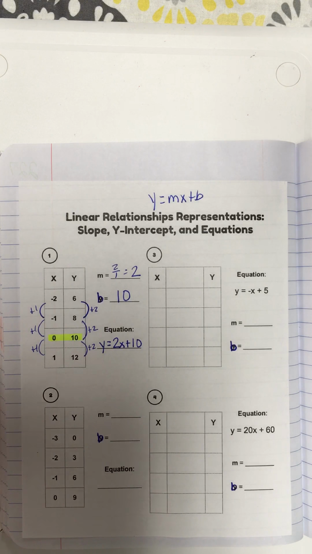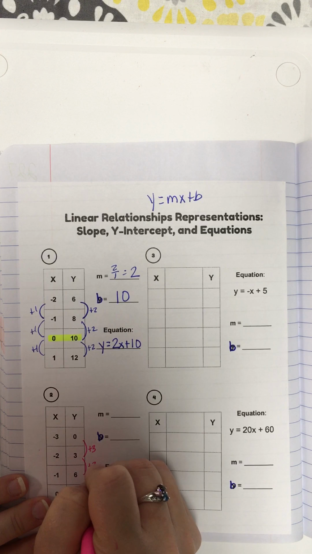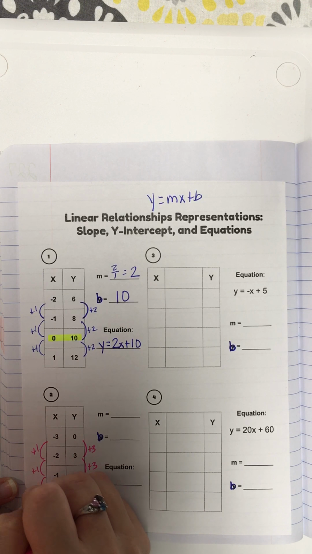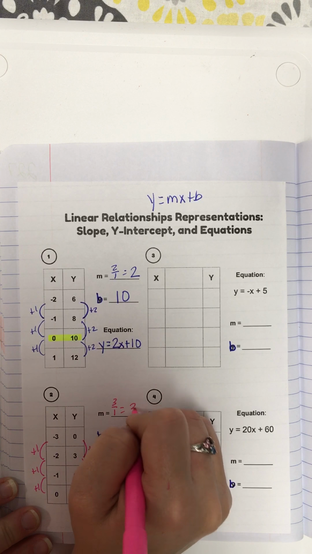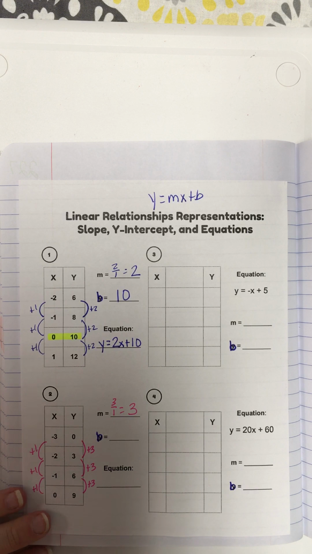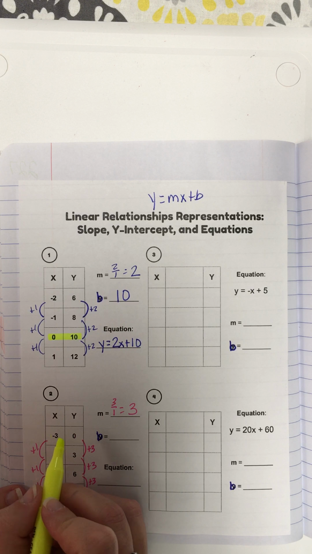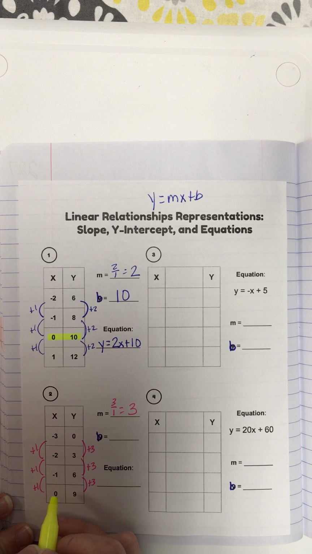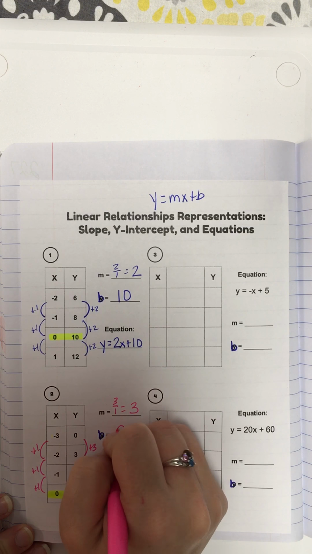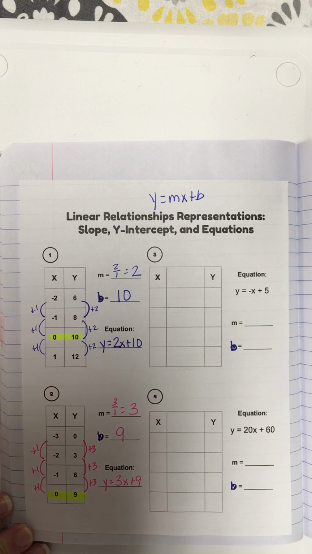Number 2 has a change in y of 3 and a change in x of 1. Okay, so that's 3 over 1, which simplifies to 3. And then pay very close attention. Don't just look for a 0 and write down the other number, because this has a 0, but that's where y is 0, which is your x-intercept. We don't want that. We want where your x is 0, which is your y-intercept. So we're looking at this right here. So it's going to be 9. So my equation would be y equals 3x plus 9.